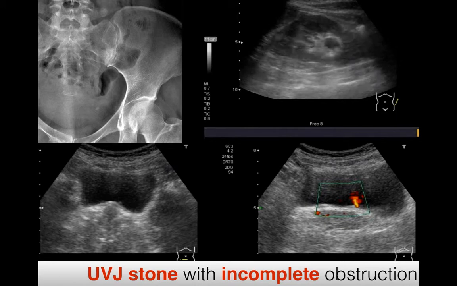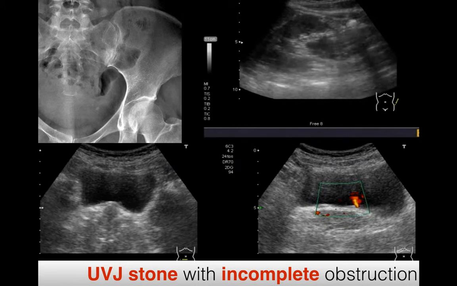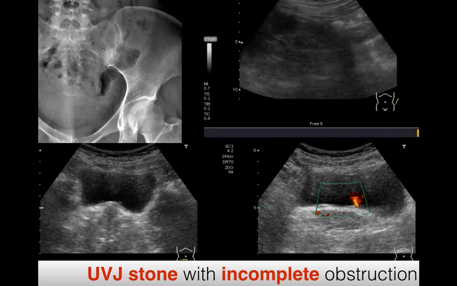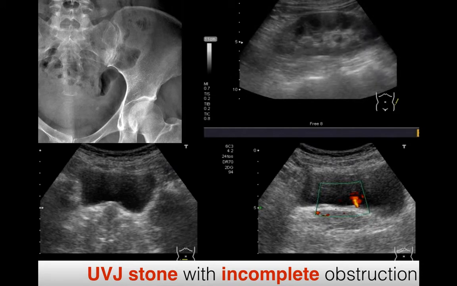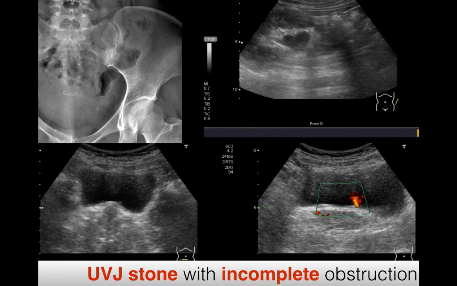Then this is a situation. We can see the stone here. Sometimes you will not see the stone, right? And then we scan these patients. We scan the left side: hydronephrosis, and no obvious hydroureter.